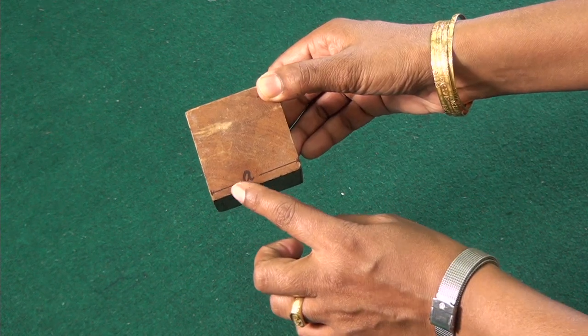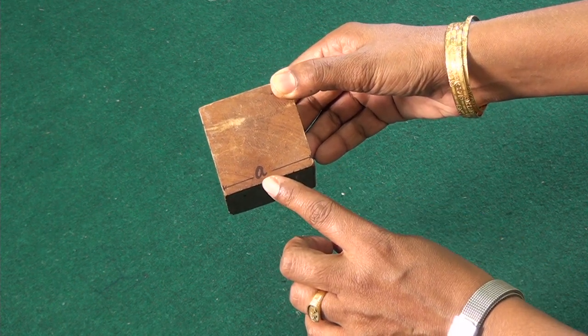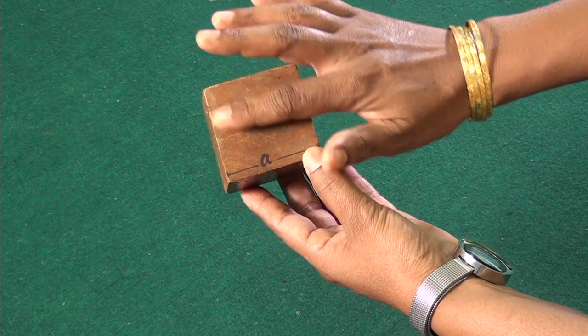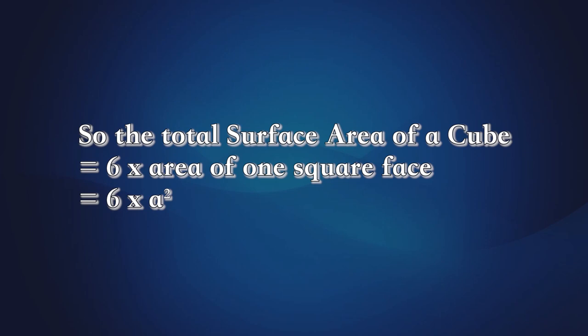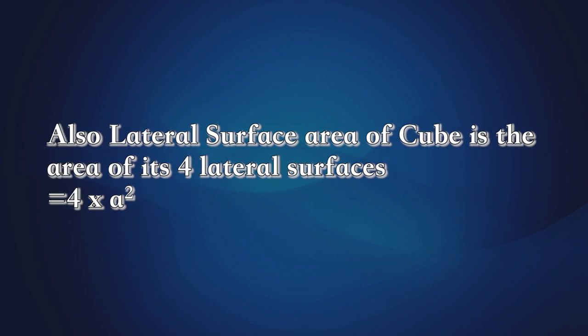If one edge of a cube is a units, the area of one face is a square. So, the total surface area of a cube is equal to 6 times the area of one square face, equal to 6 into a square. Also, the lateral surface area of a cube is the area of its four lateral surfaces, which is equal to 4 into a square.